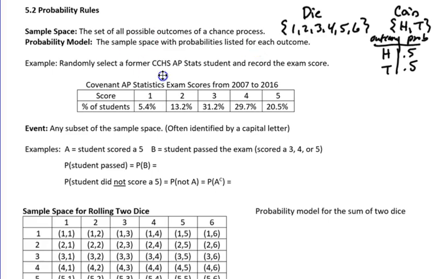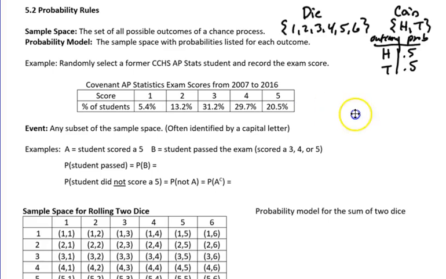So I have an example here of a probability distribution for randomly chosen AP exam scores from 2007 to 2016. So if I randomly picked a student from one of those years, this would be the probability that they scored each of the following scores on the AP exam. So the sample space are the scores, which are 1 through 5. Those are the only possible scores. And then the probabilities are assigned for each score received. So this is a probability model.